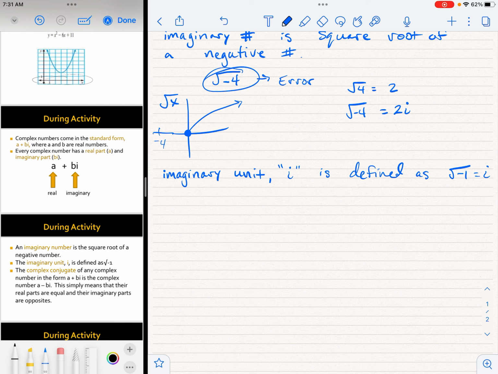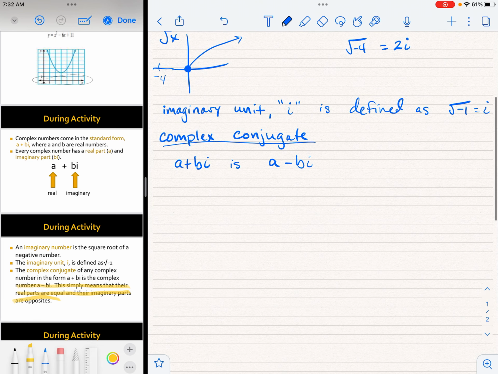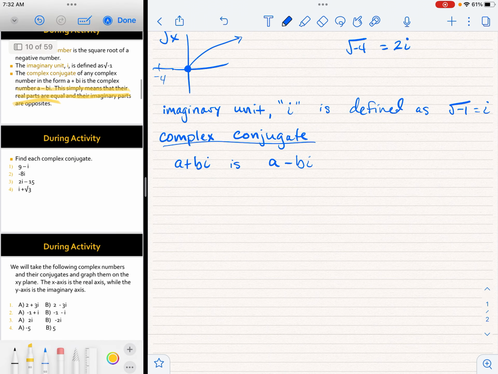The next thing that we're going to talk about is the complex conjugate. The complex conjugate of a number, say if you have a plus bi, is the opposite, a minus bi. So the real piece stays the same, but the imaginary parts are opposites. And we see that over here in our definition.